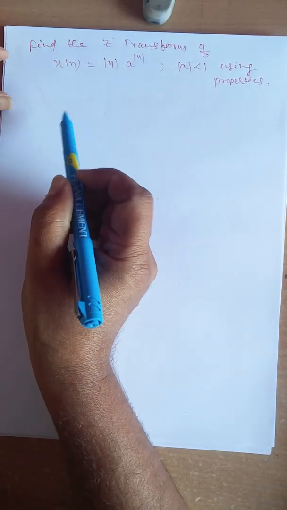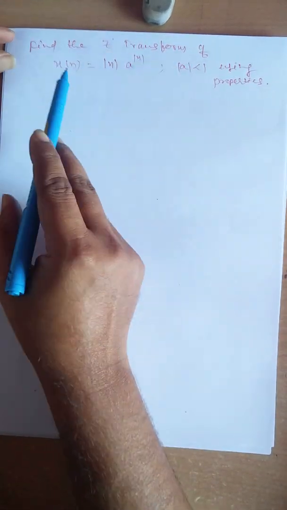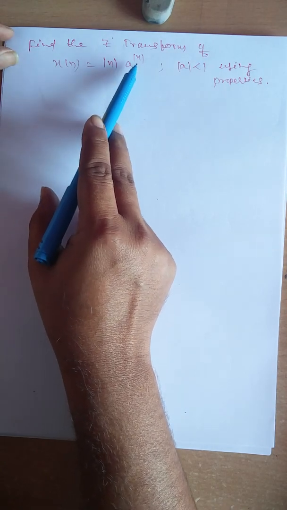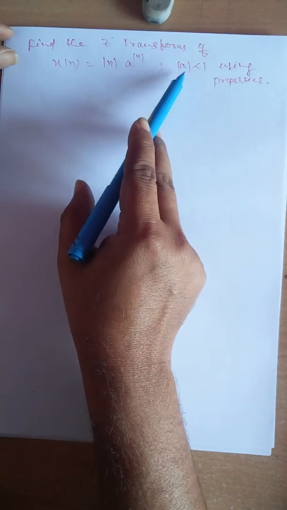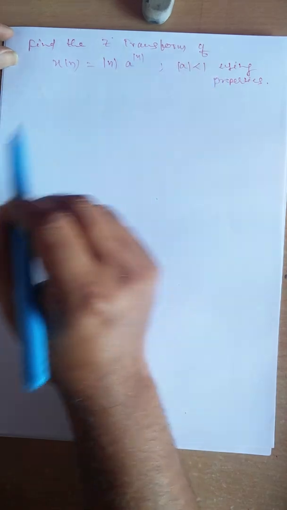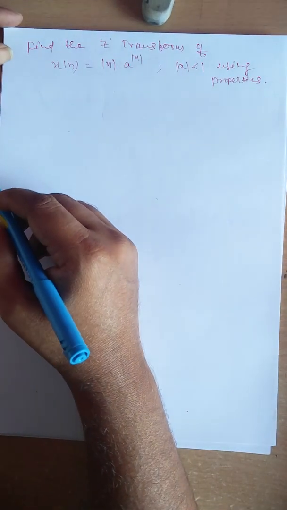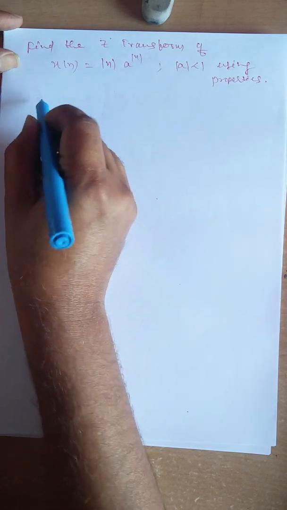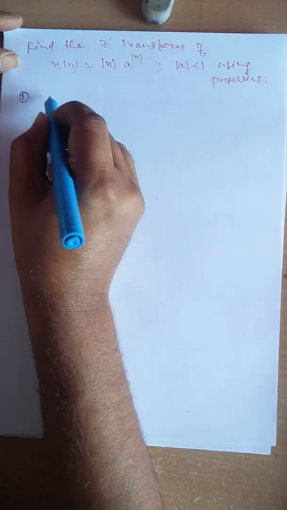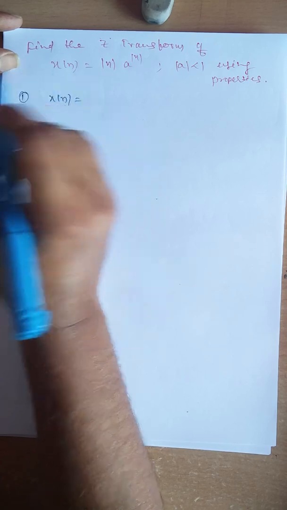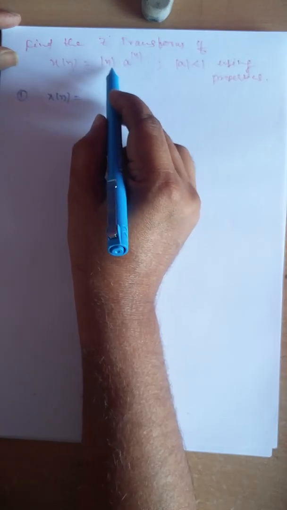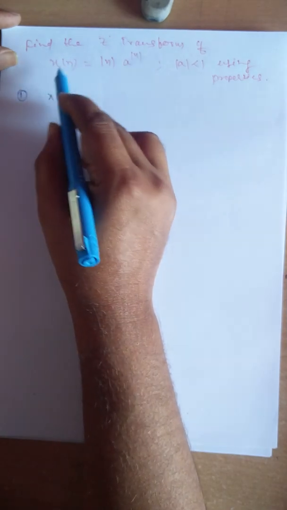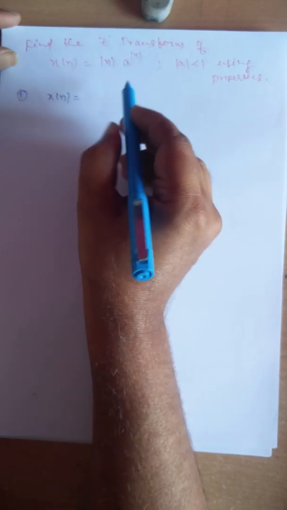The problem is finding the z transform of x of n is equal to a to the power of modulus of n, where a is less than 1, using properties. Here this is a both-sided sequence. Let us express this x of n: modulus of n is negative when n is negative and it is positive when n is positive here.